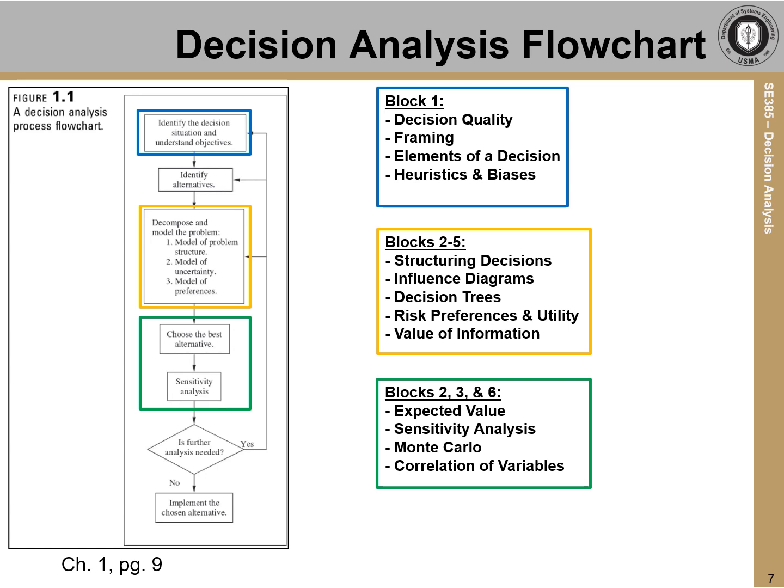page 9. But there's a series of steps that we can do to make sure that we make the right decisions. So identify the decision situation and understand the objectives. Identify the alternatives. Decompose and model the problem. Choose the best alternative. Sensitivity analysis. That's a big one. Make sure you do the sensitivity analysis. Decide if you need more analysis. Yes, then move back up and repeat. If not, implement the chosen alternative.